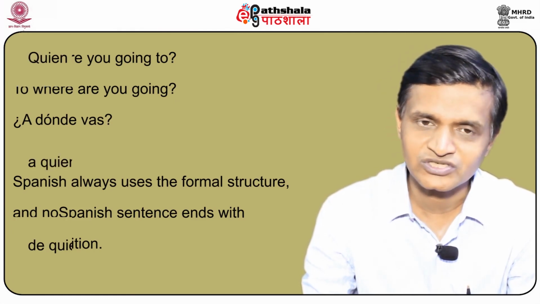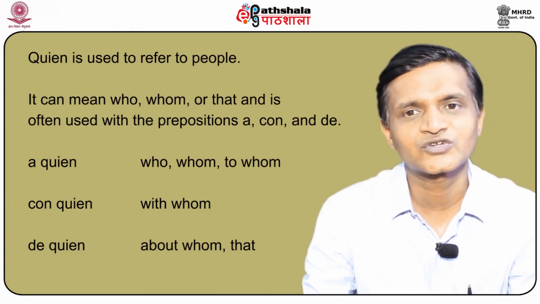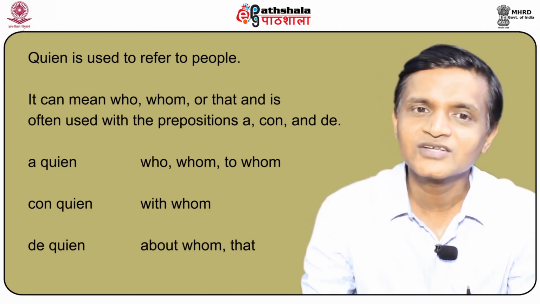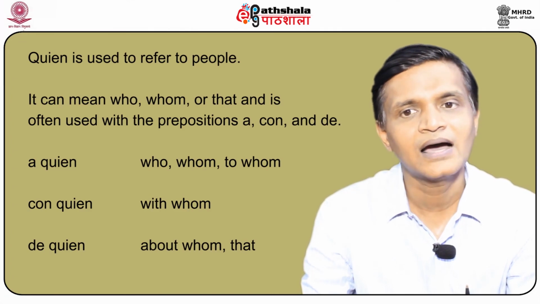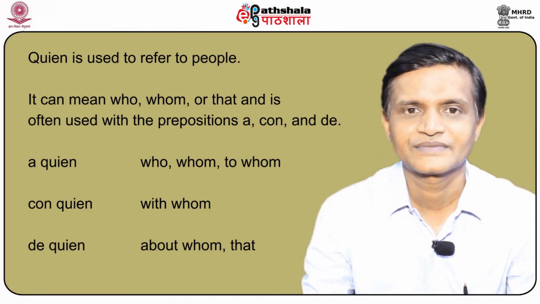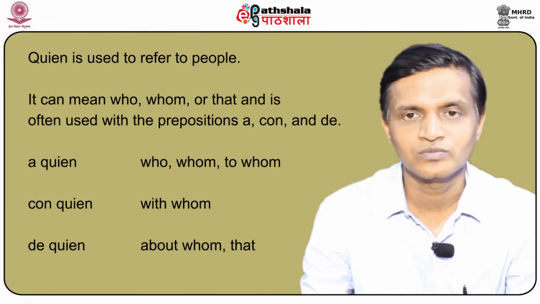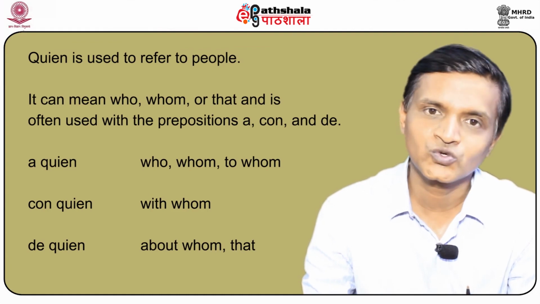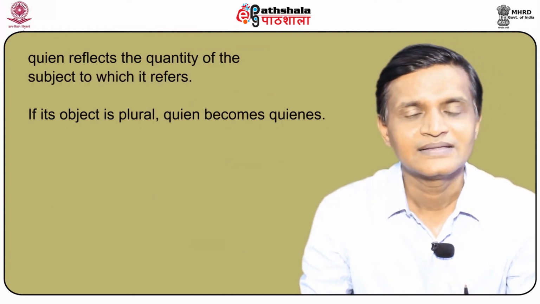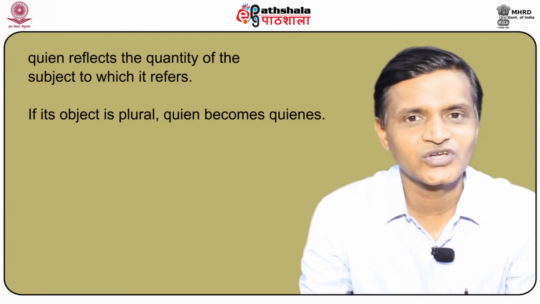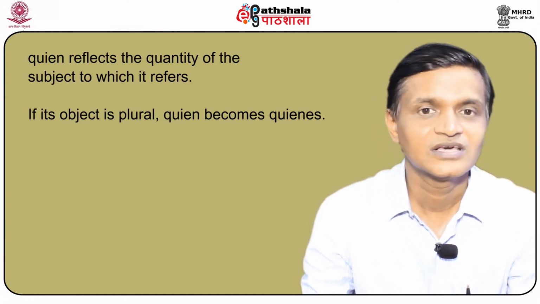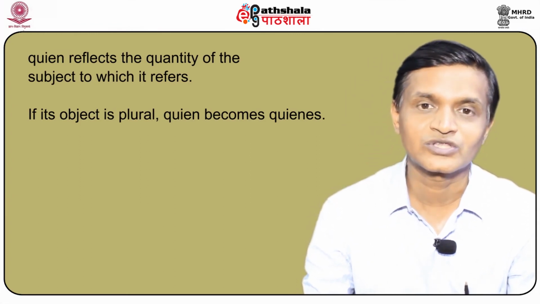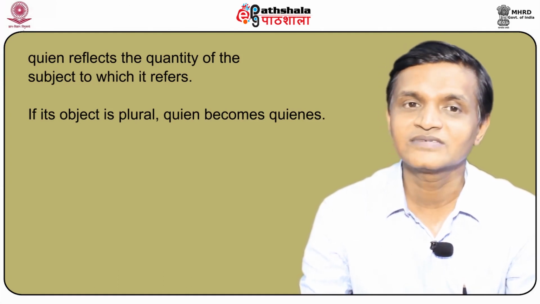Quién is used to refer to people. It can mean who, whom, or that, and is often used with the prepositions a, con, and de. A quién, who, whom, to whom. Con quién, with whom, and de quién, about whom or that. Remember that quién reflects the quantity of the subject to which it refers. If its object is plural, quién becomes quiénes. So, with a plural object, quién becomes quiénes.